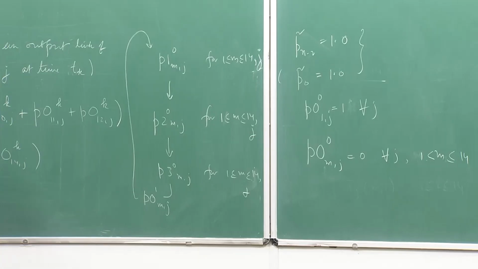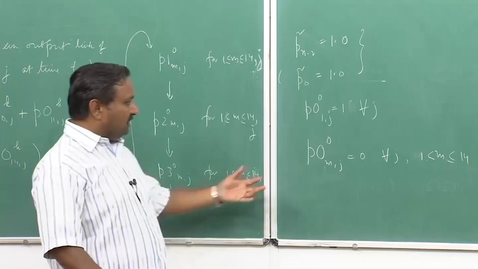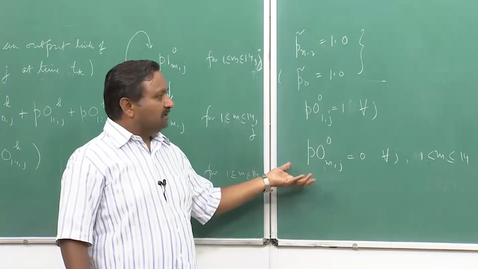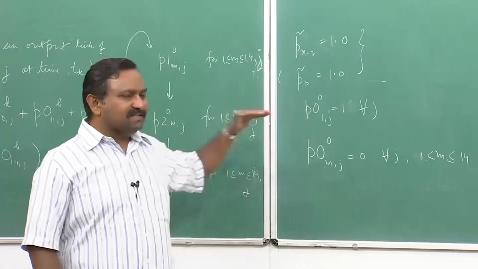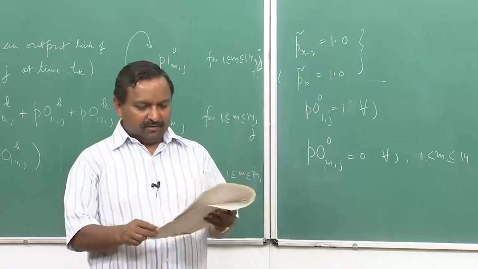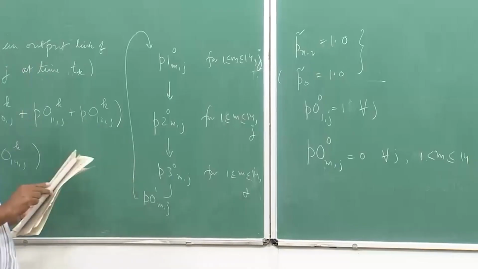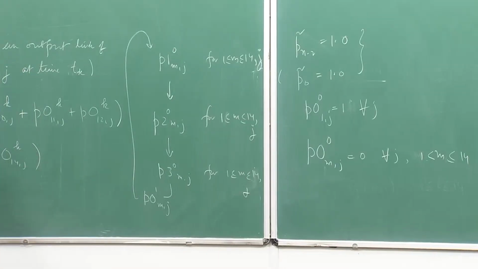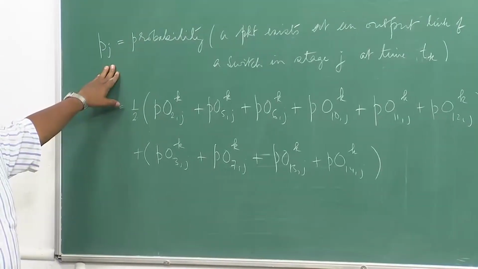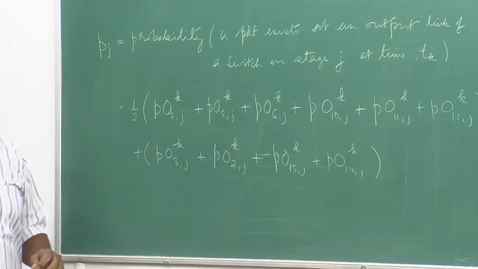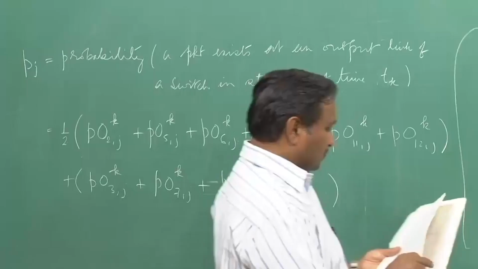You will iteratively keep on computing. Ultimately all your state probabilities, which were taken to be 0 in the beginning, will start building up, and you will get a steady state situation in your computation. Once you have that, you can get the particular probability P j, which will give you the throughput. If you know P j, you can compute P n minus 1, and that will give you the throughput on that particular line.